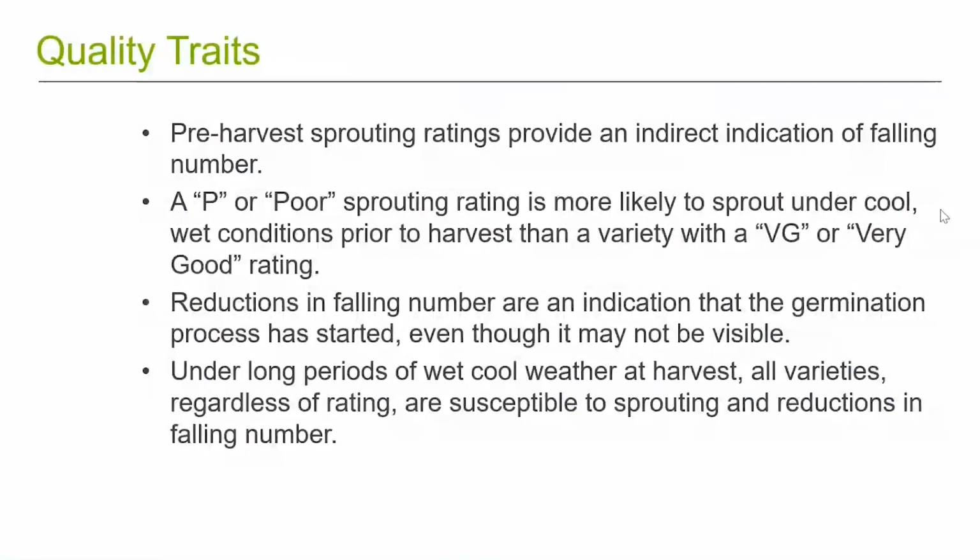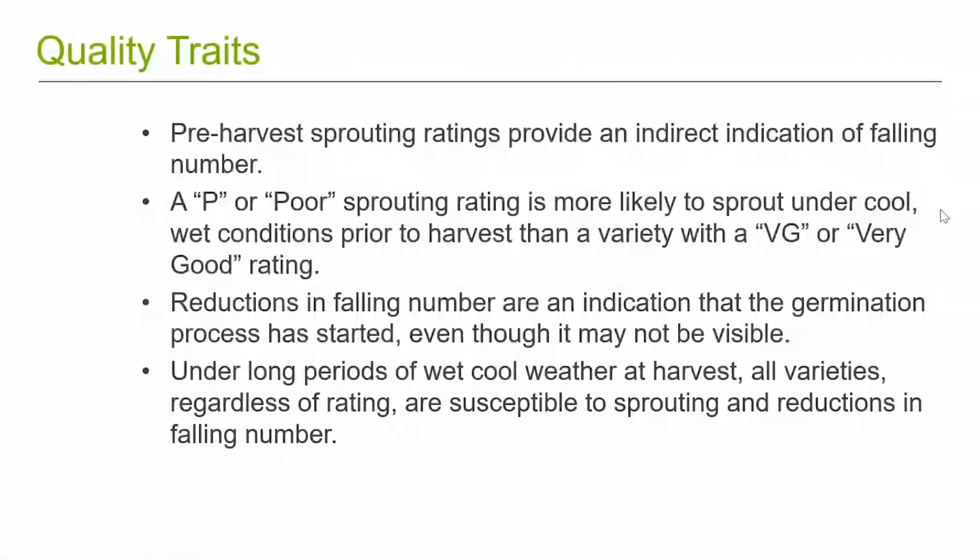Now we've got a little bit of information on quality. In the years where we have wet harvest, this becomes even more important. So we do provide pre-harvest sprouting ratings, and these give a very indirect indication of falling number. So if a variety has a P or a poor sprouting rating, that means it's more likely to sprout under cool, wet conditions than a variety that has a VG or a very good rating. And reductions in falling number are often an indication that germination has started, the enzymes have activated, even though you might not see a sprout coming out of that seed.